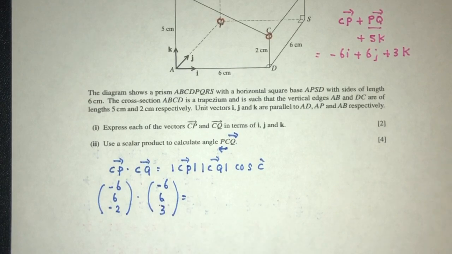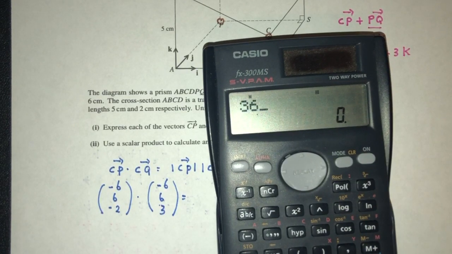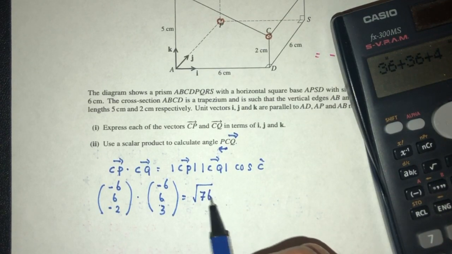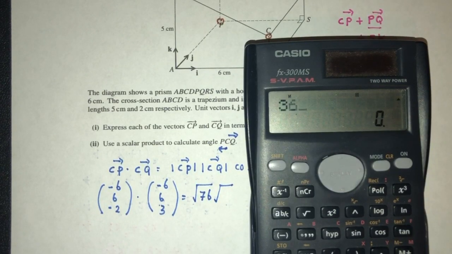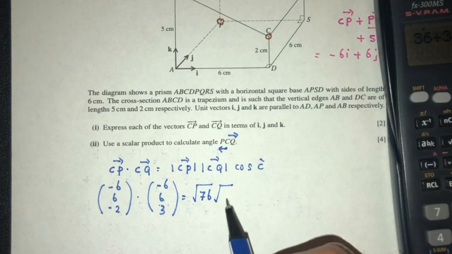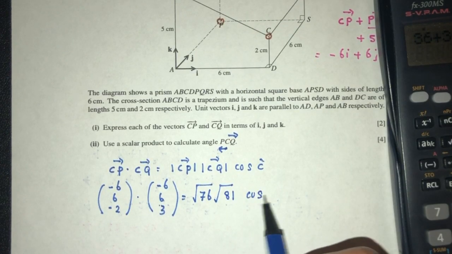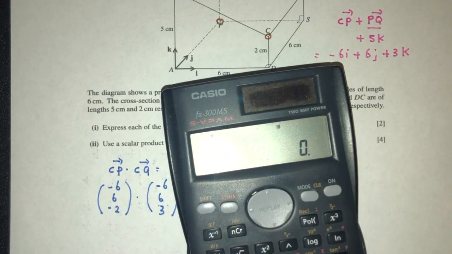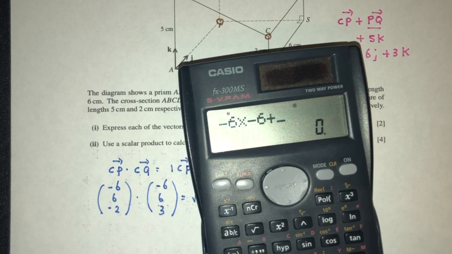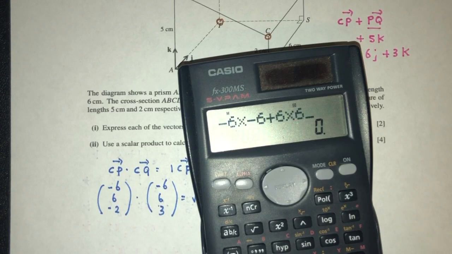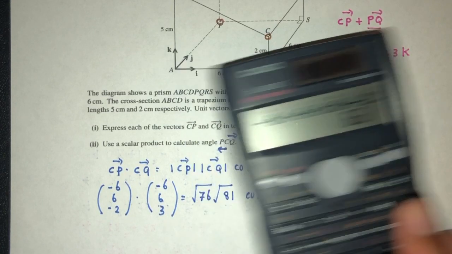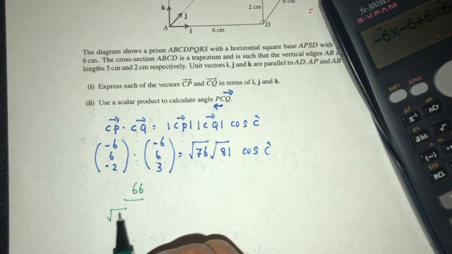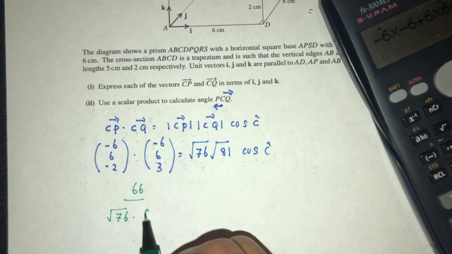And the magnitude is pretty easy as well. We just have to square the values. That will be 36 plus 36 plus 4. That will be root of 76. This one will be 36 plus 36 plus 9. Should be root of 81. Cos of angle C. Here we just have to perform dot product. Minus 6 times minus 6 plus 6 times 6 plus minus 2 times 3. That should be 66. Here you have 66 divided by root of 76 times 9.